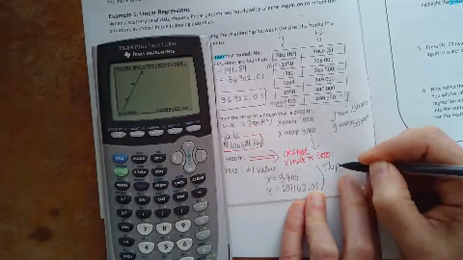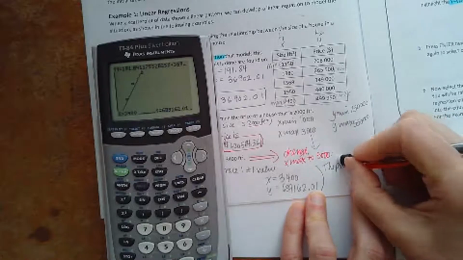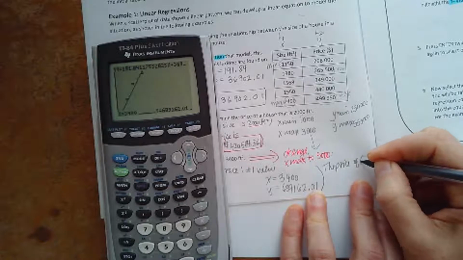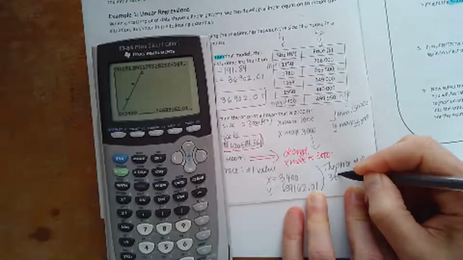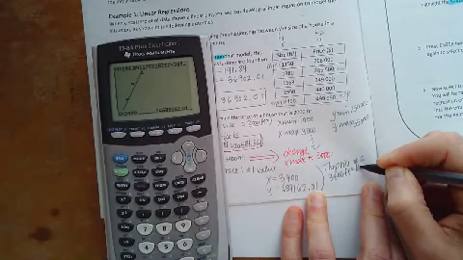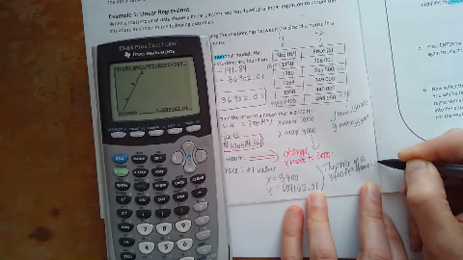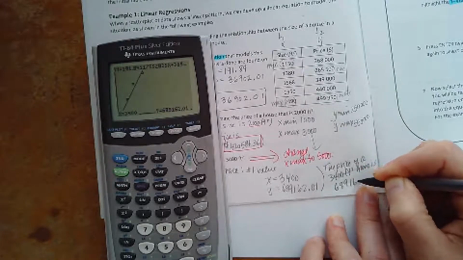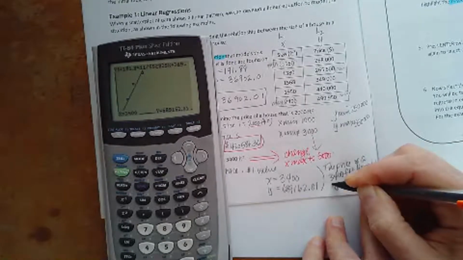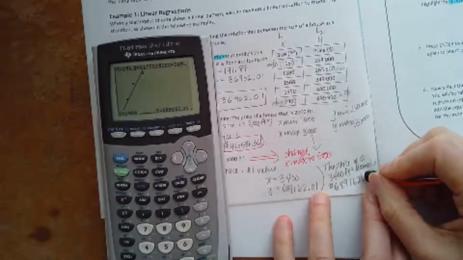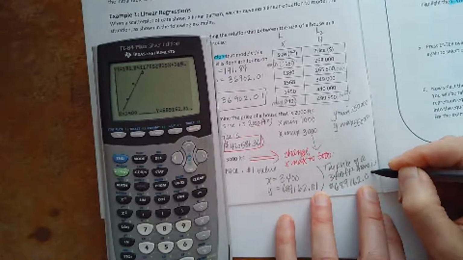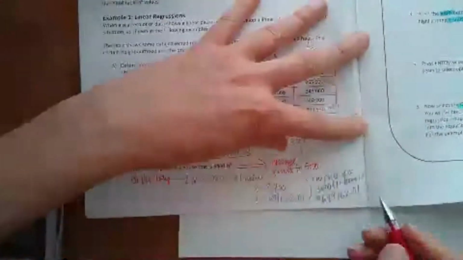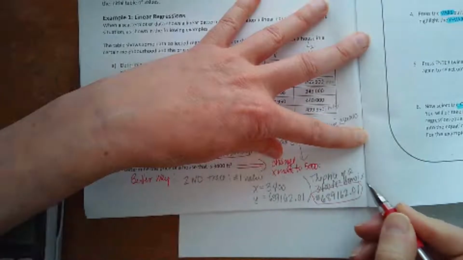so the price of a 3,400 square foot home is 689,162.01. Okay. I know that was a lot to take in, so I think I might actually leave it there for today because I see that it's 1:45.